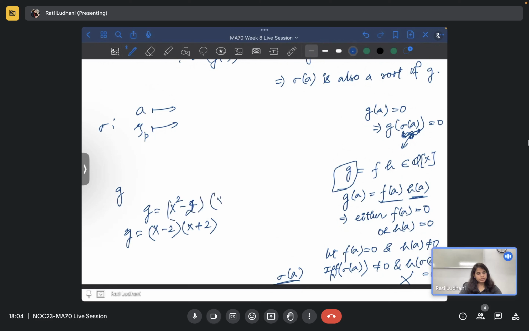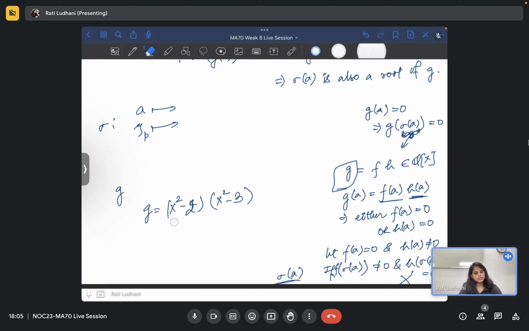So x square minus 2 and x square minus 3. I'm saying for the other example, if you take x square minus 2 into x square minus 3. So root 2, yes, right, exactly. Very good. So you consider this example G to be this, and let A be equal to root 2. Yeah, this example definitely works.